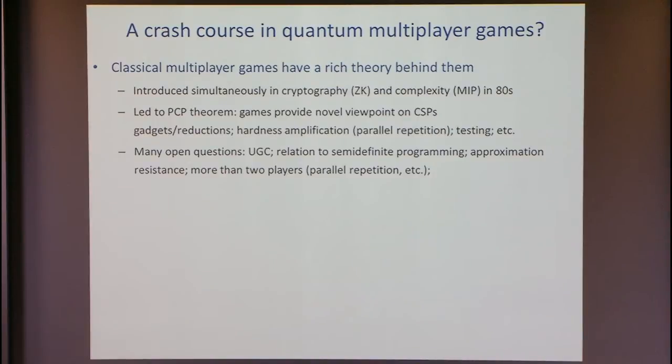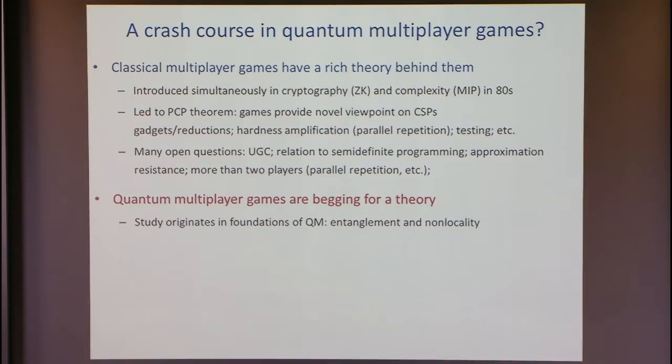It's also an area that's still very active. There's a lot of open questions in the study of classical multiplayer games or classical constraint satisfaction problems. I'm not going to go into them too much. We're going to be looking at quantum multiplayer games. These are older than classical multiplayer games, but we know much less about them. They're basically asking for such a theory as has been developed in the classical case, and this is what I want to try to give a starting point for in my talk.